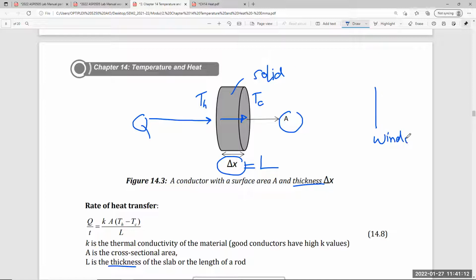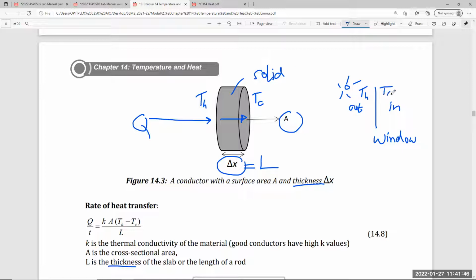Let's say you are in the room. So this is inside the room and this is outside. Maybe I can make it the other way, similar to the one drawn here. This is inside, this is outside of the room, where you have the sun outside, for example. So it's hot. So this is TH and this is TC.